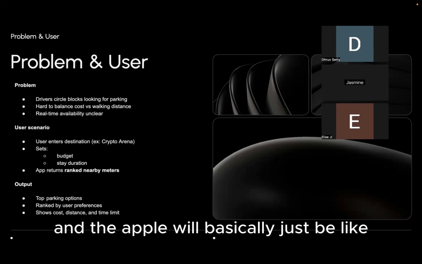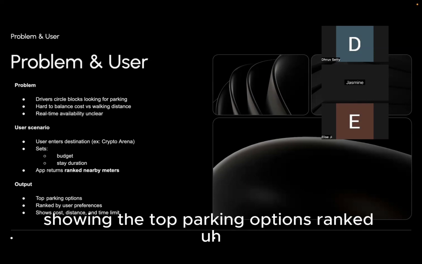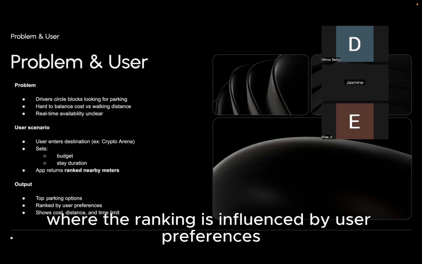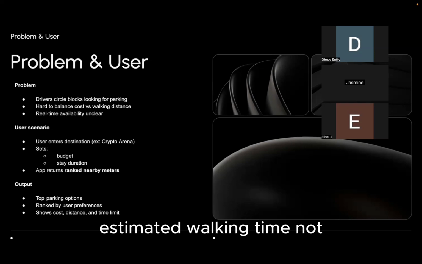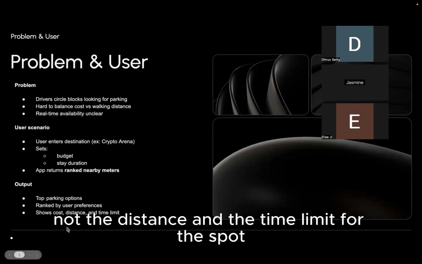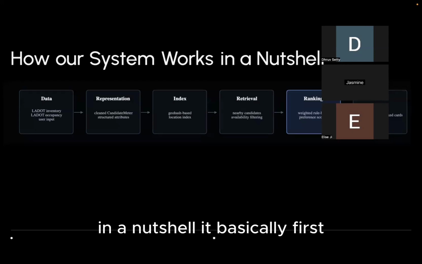The output will be a scrollable list of UI cards showing the top parking options, ranked where the ranking is influenced by user preferences. Each of these cards will show the cost, estimated walking time, not the distance, and the time limit for the spot. So how does our system work in a nutshell?